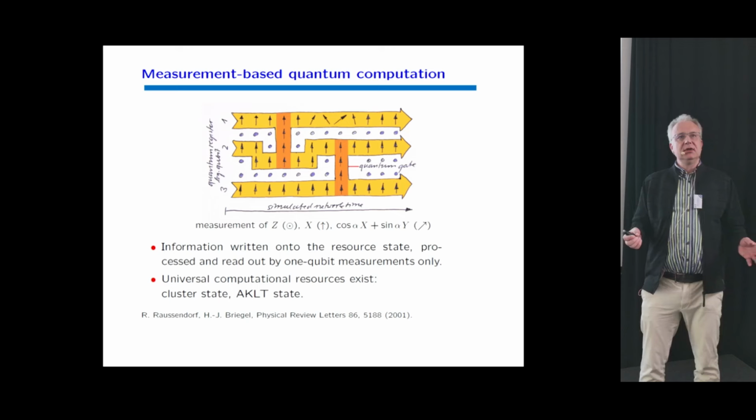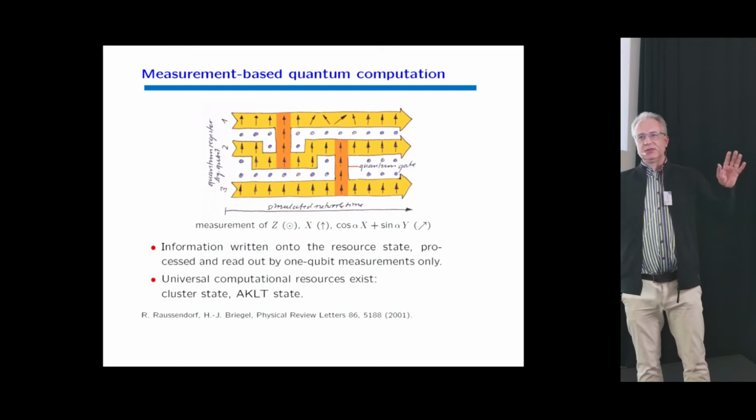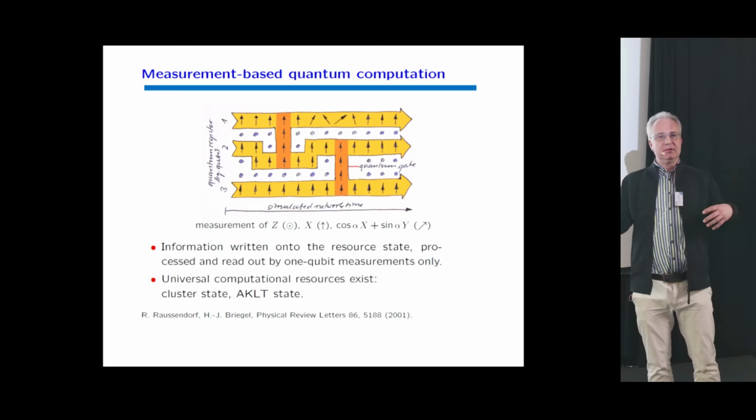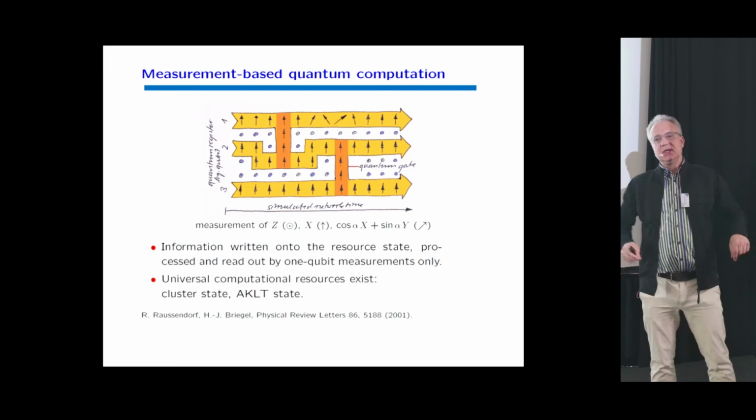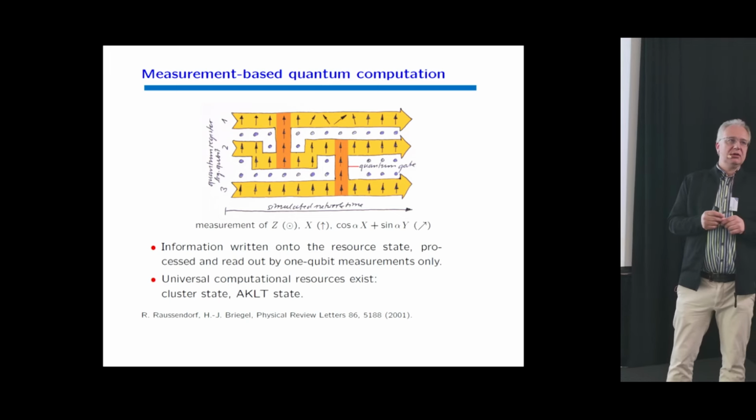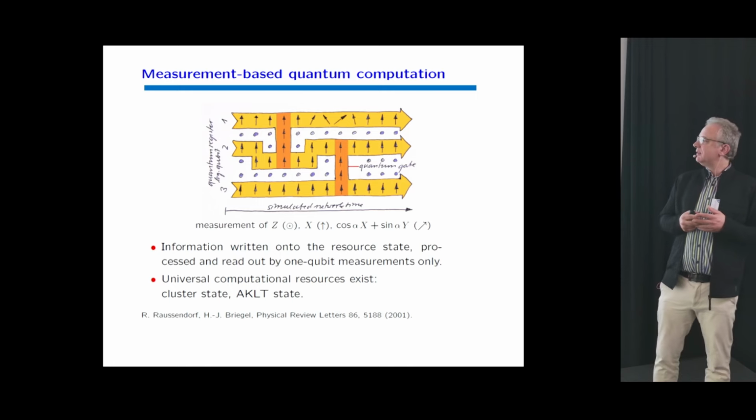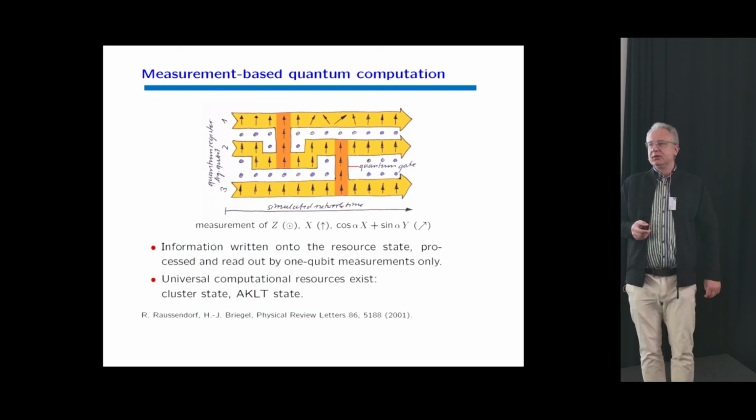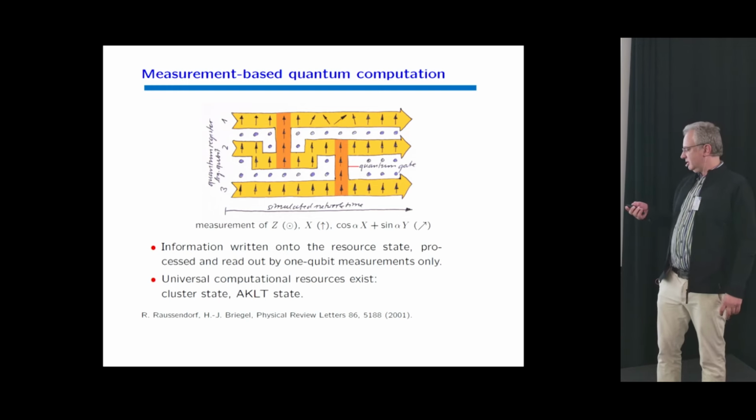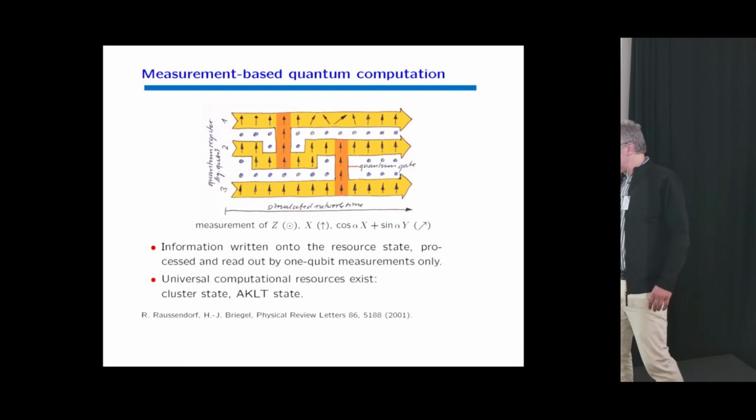So you all know that there are two types of processes in quantum mechanics that are very different from one another. You have unitary evolution, you have measurement, and you can build quantum computation on both. If you build quantum computation on unitaries, you get the circuit model. If you build quantum computation on measurement, then you get measurement-based quantum computation. And it works as follows.